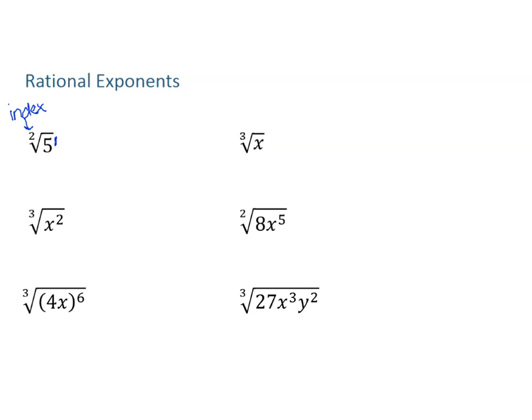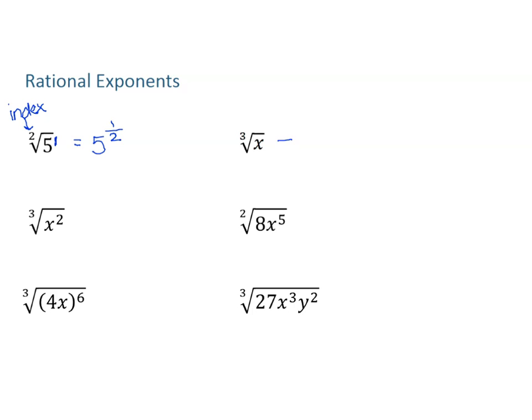Now, changing this from radical form to exponential form is actually quite easy. All we have to do is keep the base 5, and then use the exponent that's on the inside and the index that's on the outside and create a fraction. The exponent goes on top, the index goes on the bottom, and that's it. So 5 to the first power, if we take the square root of that, can be written as 5 to the 1/2.